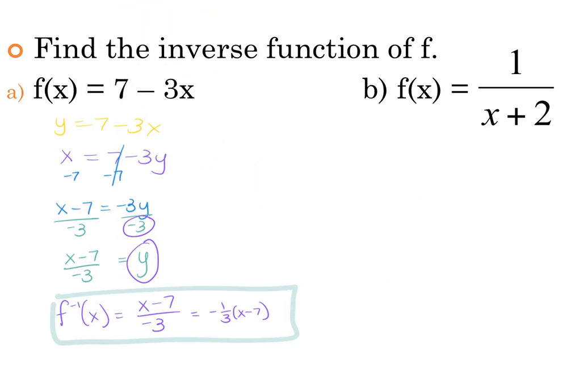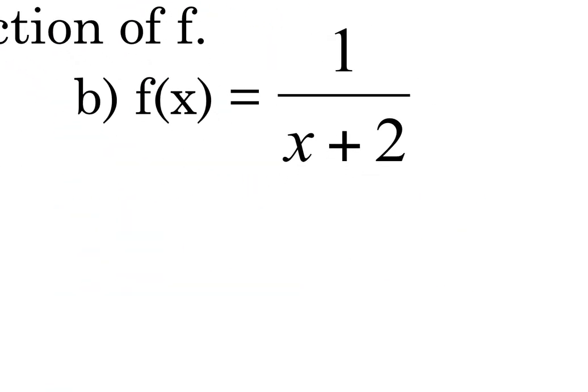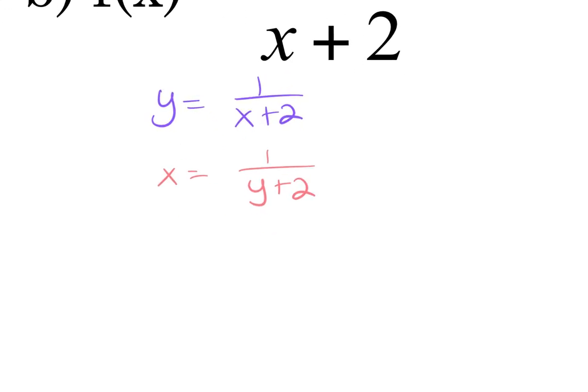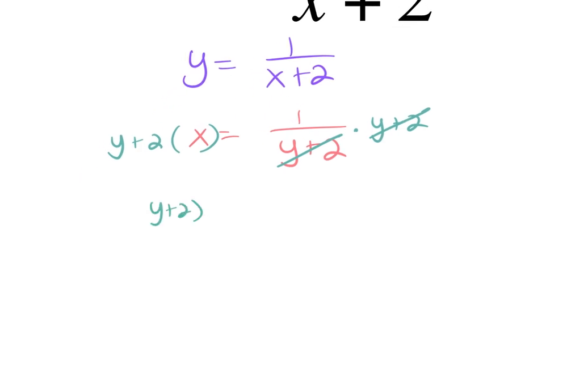All right, now we go to B. Step 1 is replace f of x with y. Step 2, switch the x and the y. Now I've got to isolate that y. What's one thing I could do? Multiply by the denominator, so I'm going to multiply both sides by y plus 2. And then I get y plus 2 times x.